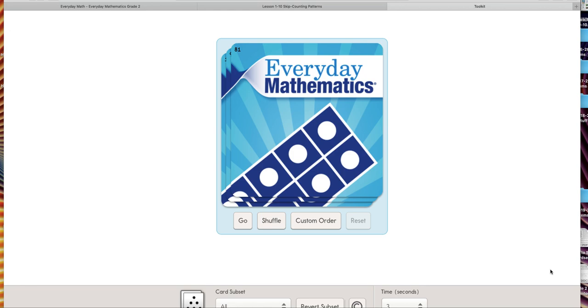We have some quick look cards. Remember, the whole idea of the quick look cards is you tell me how many dots are on the card and how you got that number. So, the first one, here we go. 3, 2, 1, go.